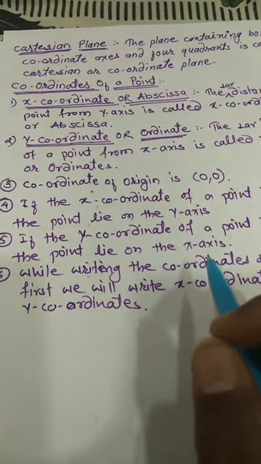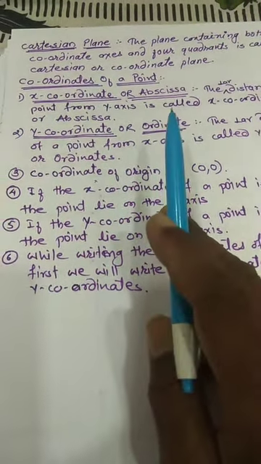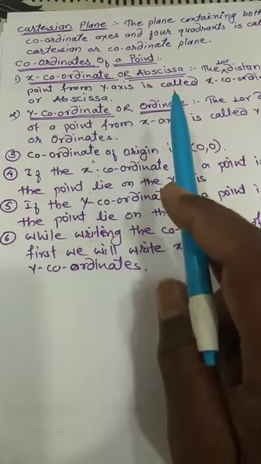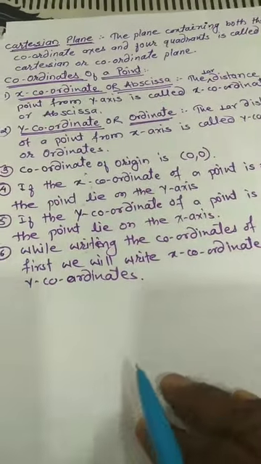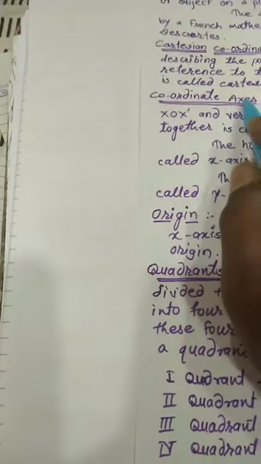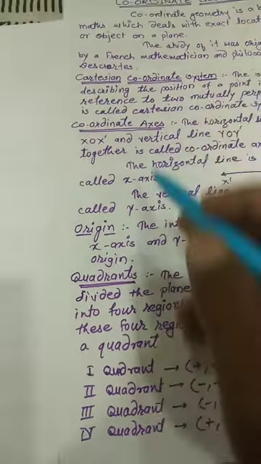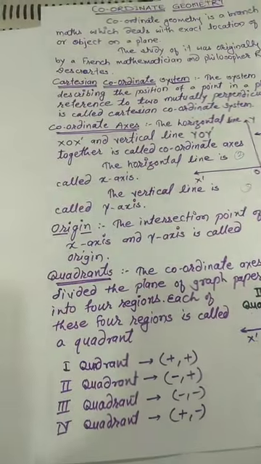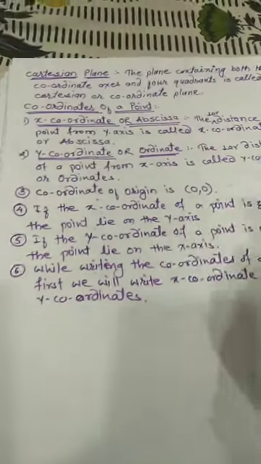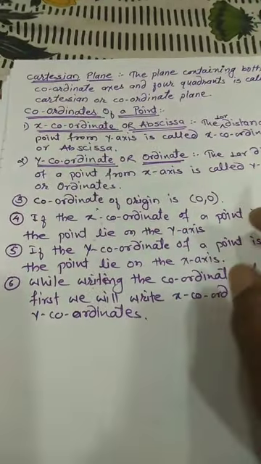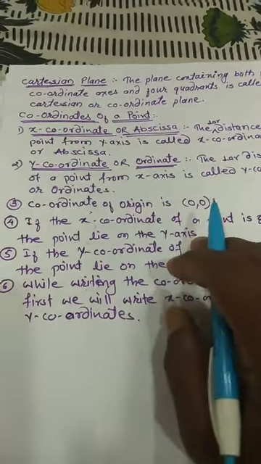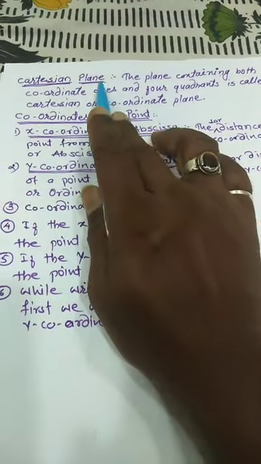Hello students. In the first video we discussed the coordinate axis, Cartesian coordinate system, origin, quadrants and sign conventions in each quadrant. So now in this video we will discuss the Cartesian plane.